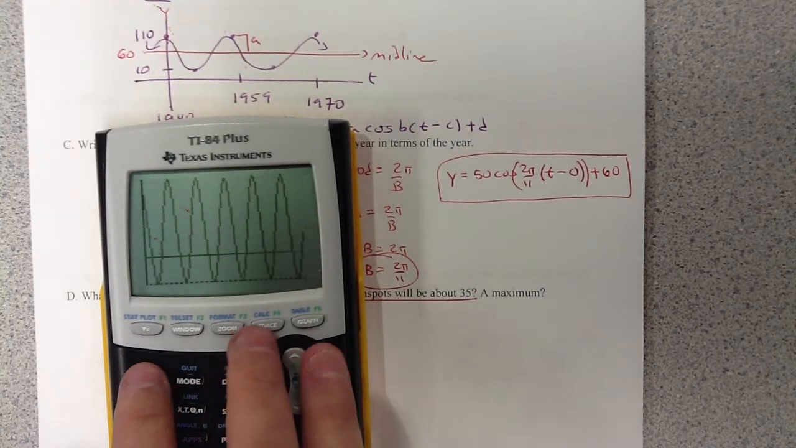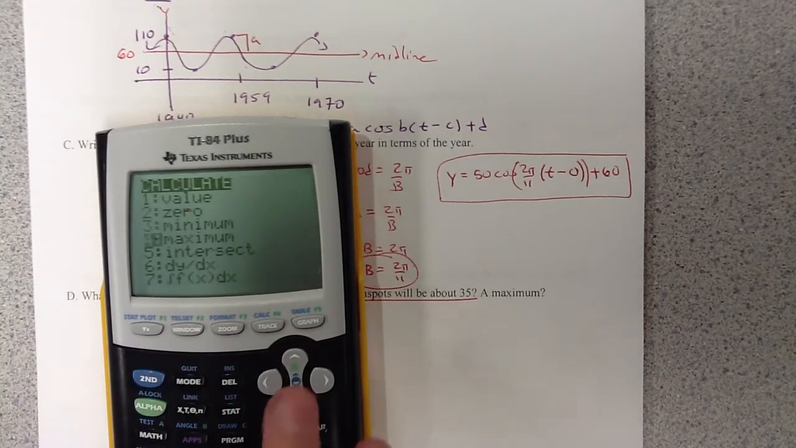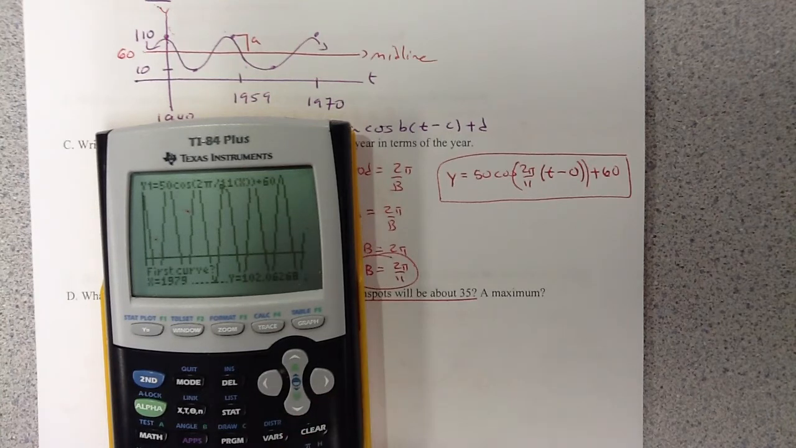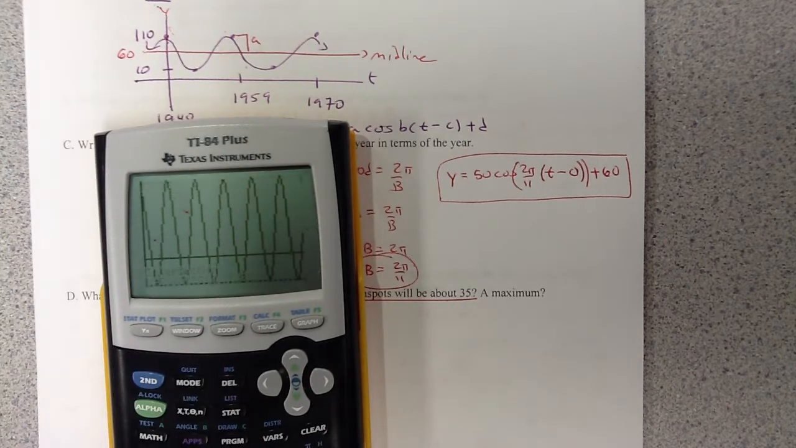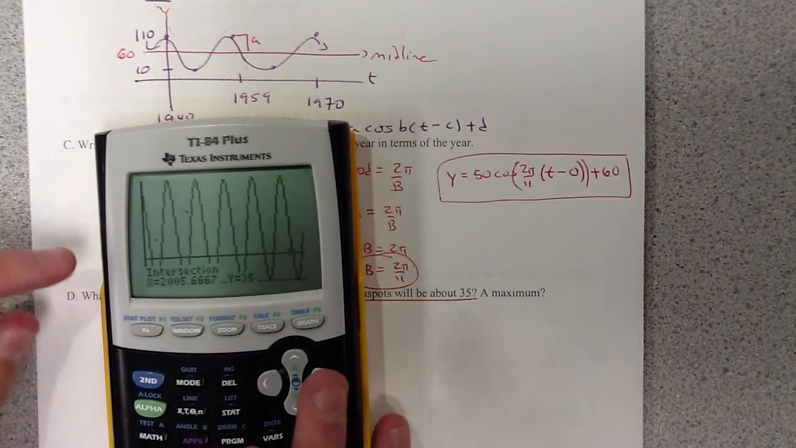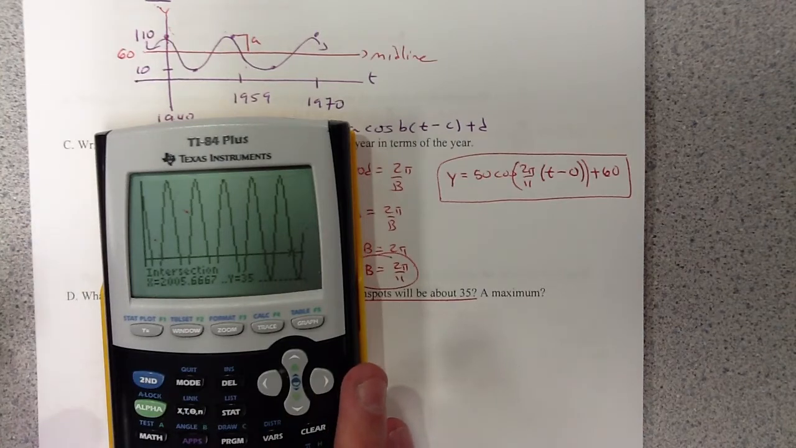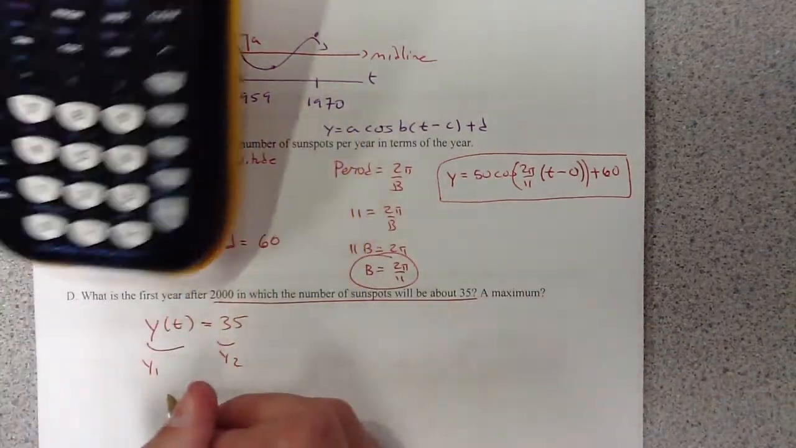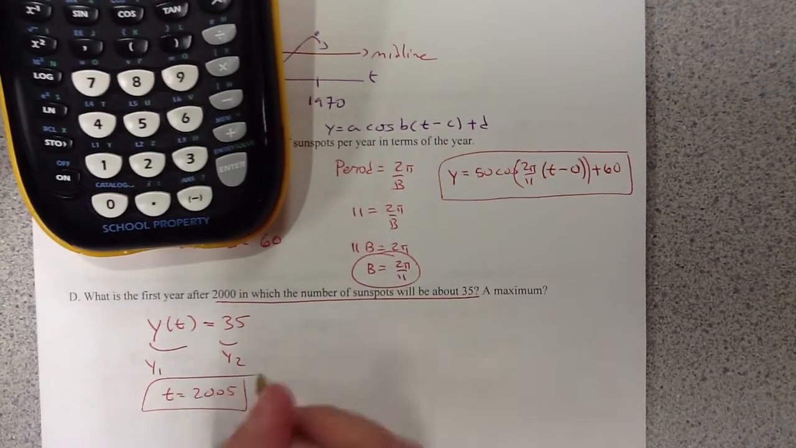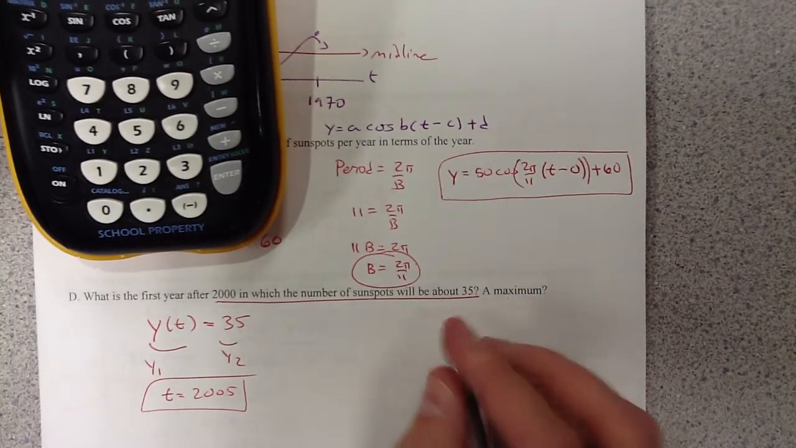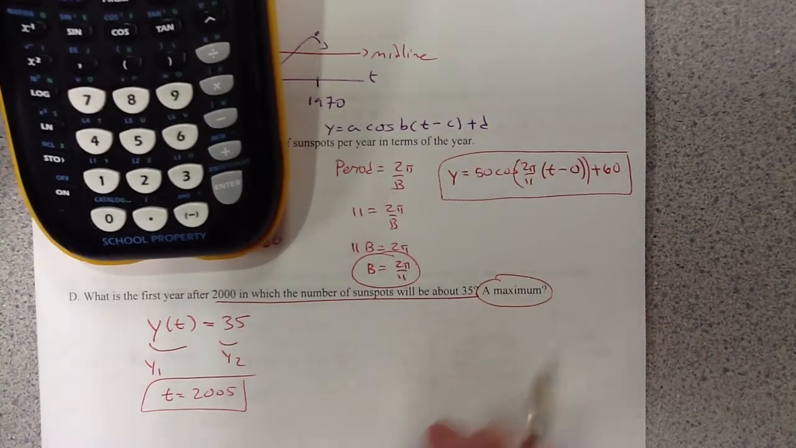There it is. So I'm looking for that intersection again. Get as close to 2000 as I can. 1979. 1993. Look at this. And here it occurs, a little bit past 2005. I hit enter. And I get 2005.66666. So we can say the first time it occurs is in the year 2005.